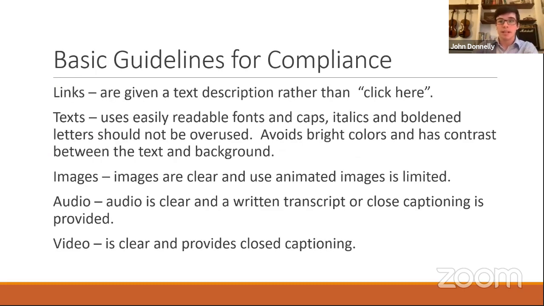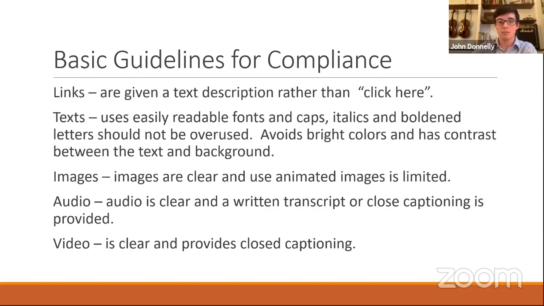So just our basic guidelines for compliance. Links, usually in all of these different things I look through, are recommended to have a text description rather than just "click here." And that's really just for anything. When you're designing a website, "click here" just looks like clickbait.